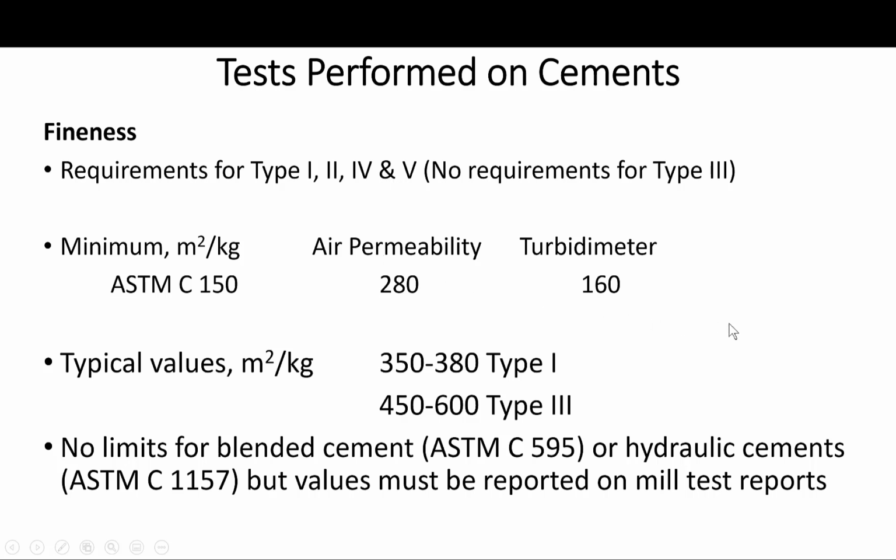Typical values are between 350 to 380 for type 1, and 450 to 600 for type 3. There are no limits for blended cement according to ASTM C595, or hydraulic cements per ASTM C1157. But again, values must be reported on the mill test reports. Okay.